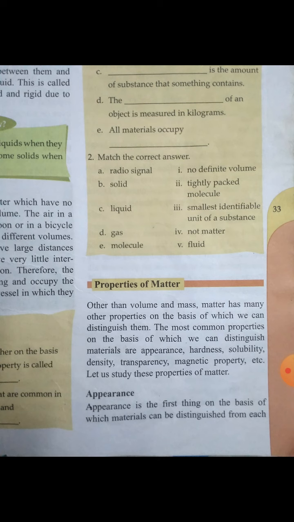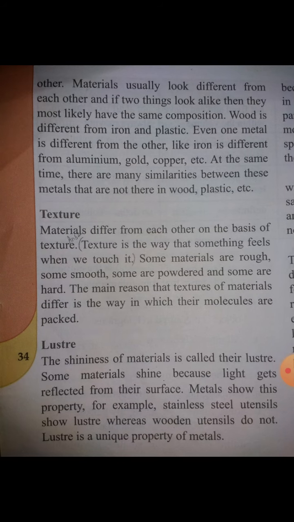Now you will be thinking, what is composition? So composition means the way in which a whole mixture is made up. Like wood. Wood is different from plastic and metal.